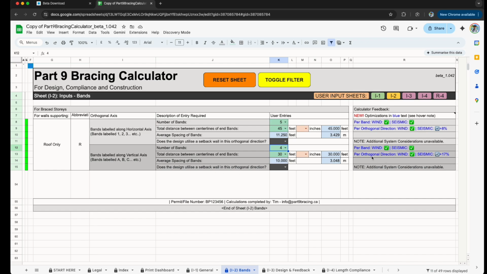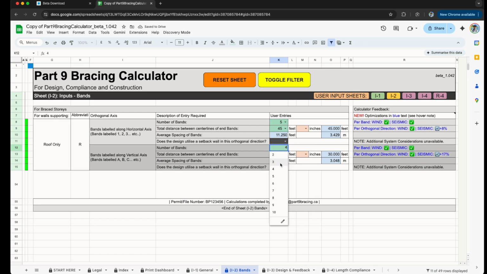Coming back here, if I wanted to optimize this orthogonal direction, and I was most concerned about this number up here, the total overall bracing that I'd be installing in that orthogonal direction across all the bands on that braced story, then I might want to consider adjusting this, because currently I'm installing 17% more total bracing than I'm required to, or than would be optimal. So if I change that to 3, for example, we can see that I now have an optimal amount of seismic bracing, and if I'm considering per band, I'm only 1% higher than the optimal rating, which was 4, I believe. Yeah, exactly 4.